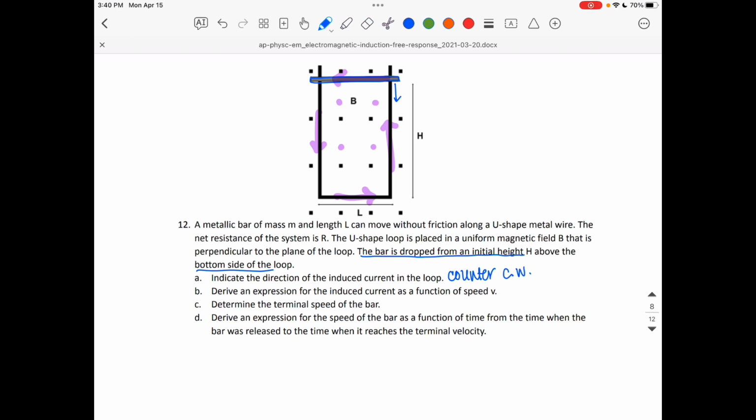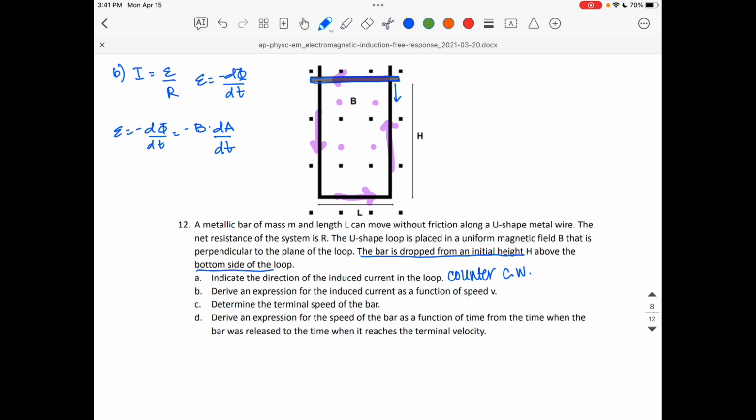Part B: derive an expression for the induced current as a function of speed. We know current is EMF over R, and EMF is equal to negative dΦ/dt. In this scenario, our magnetic field is constant, but the area is changing. And so our negative dΦ/dt is equal to negative B dot dA over dt.